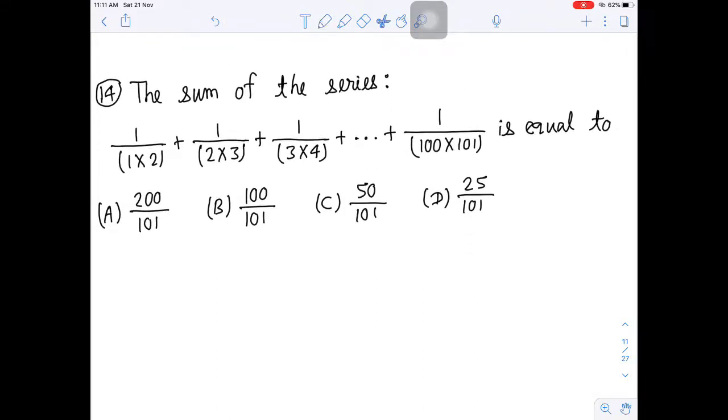Okay, now question number 14, the sum of the series. The first term is 1 by 1 into 2, second term 1 by 2 into 3, plus 1 by 3 into 4, and the last term is 1 by 100 into 101. So here first of all you have to observe the pattern in the denominator. Denominator is nothing but product of two consecutive integers: 1, 2, here 2, 3, 3, 4, up to 100 and 101. So in such questions we have to express numerator as difference of these two factors.